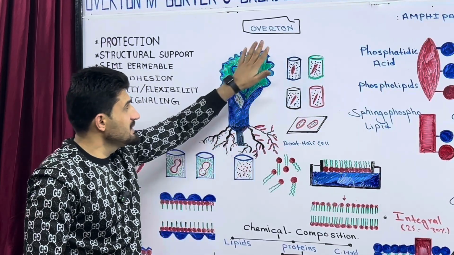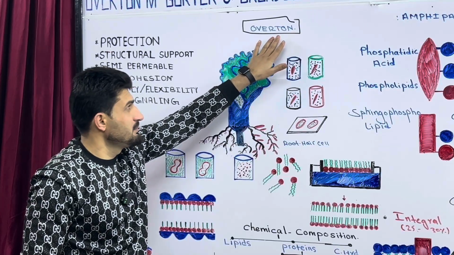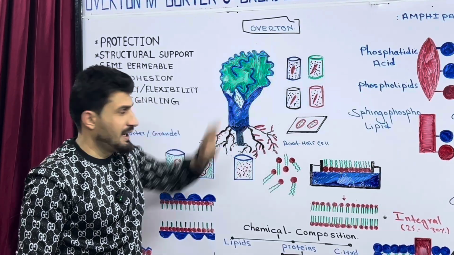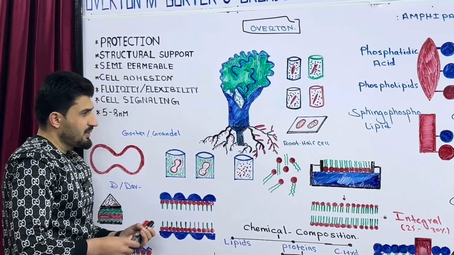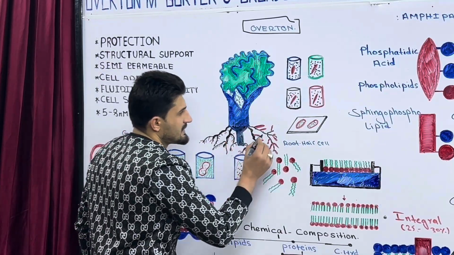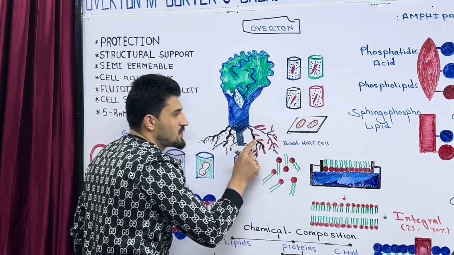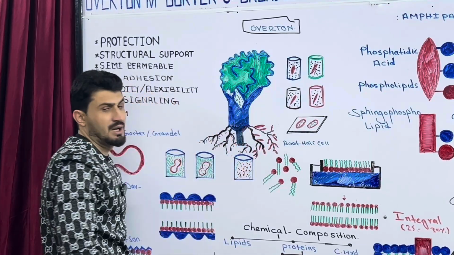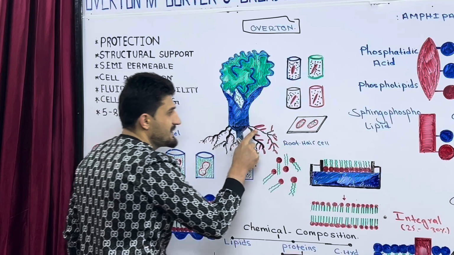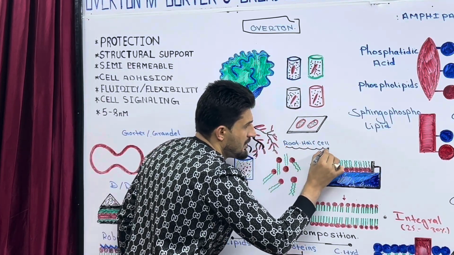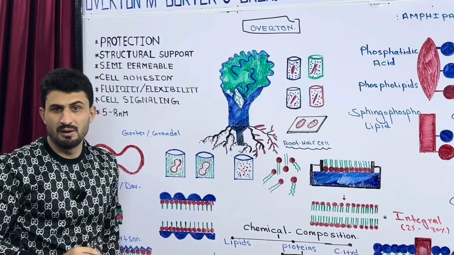Okay, and he did an experiment. His name was Overton. So let me explain this experiment. For example, he took some small cells that were related to the root of a tree. These cells are called root hair cells.